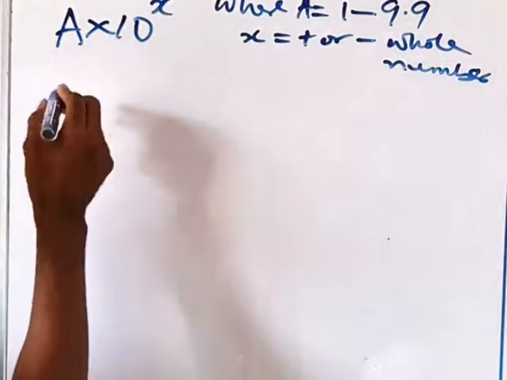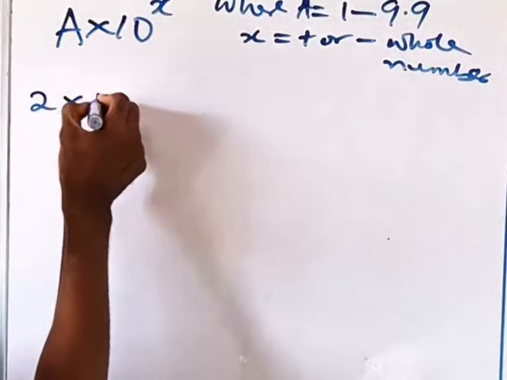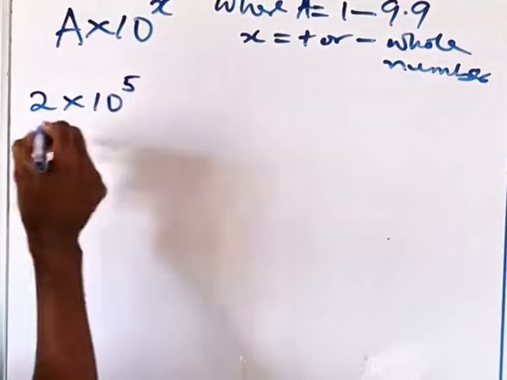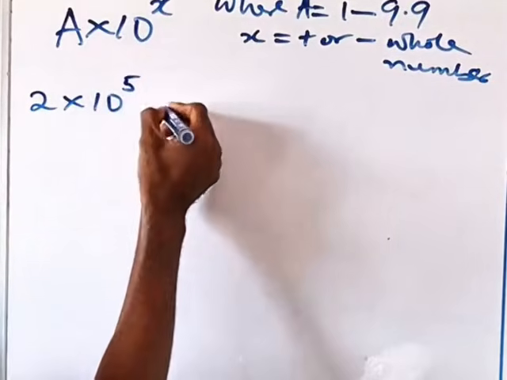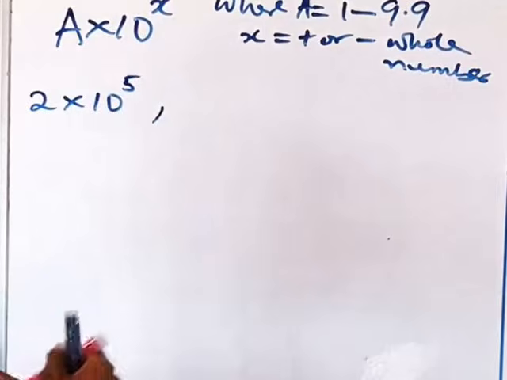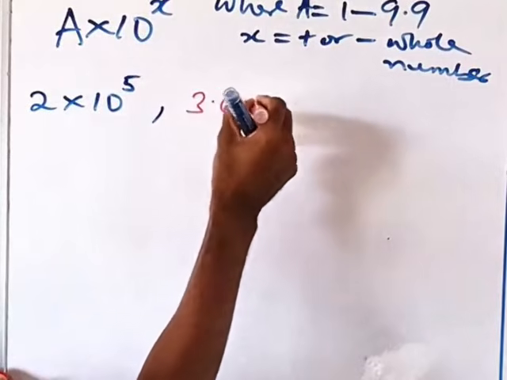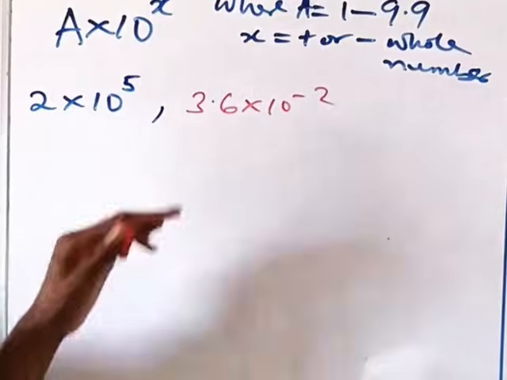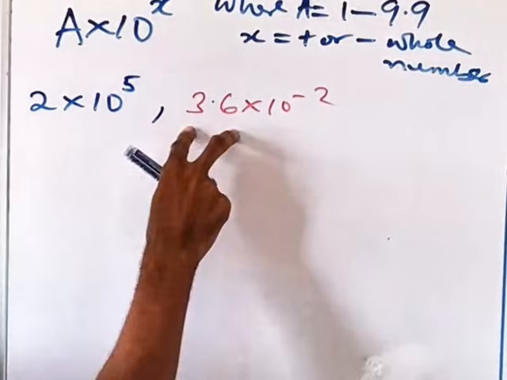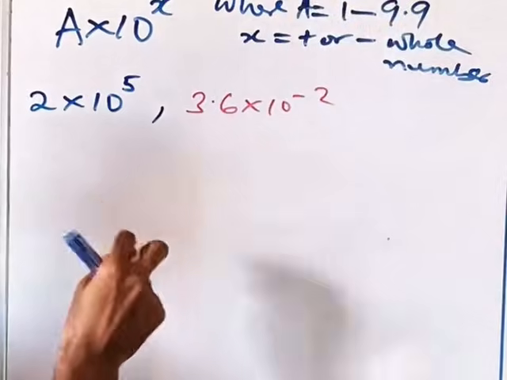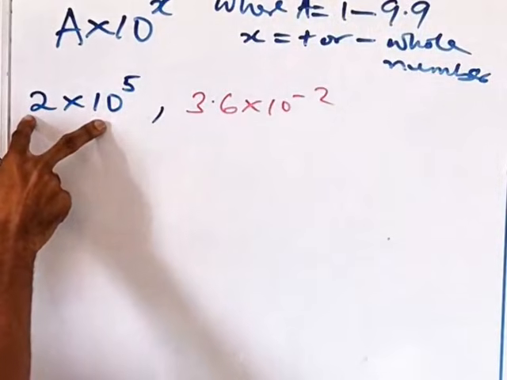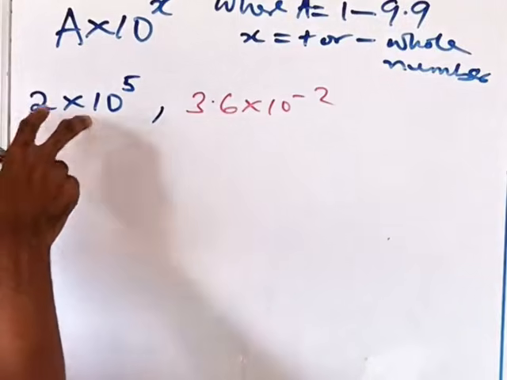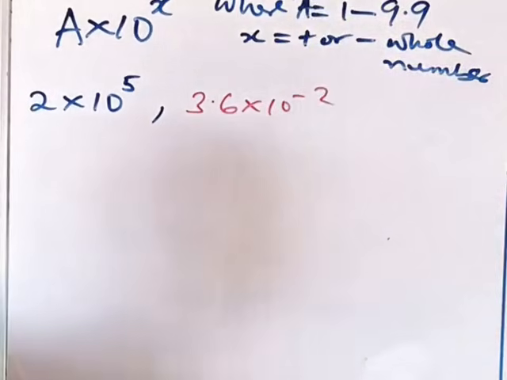So let me give you an example. If I have 2 times 10 raised to the power 5, these are examples of numbers in standard form. Let me give you another example. 3.6 times 10 raised to the power minus 2. This is a number in standard form. 3.6 is a number between 1 and 9.9. 2 times 10 raised to the power 5, 2 is a number between 1 and 9.9.